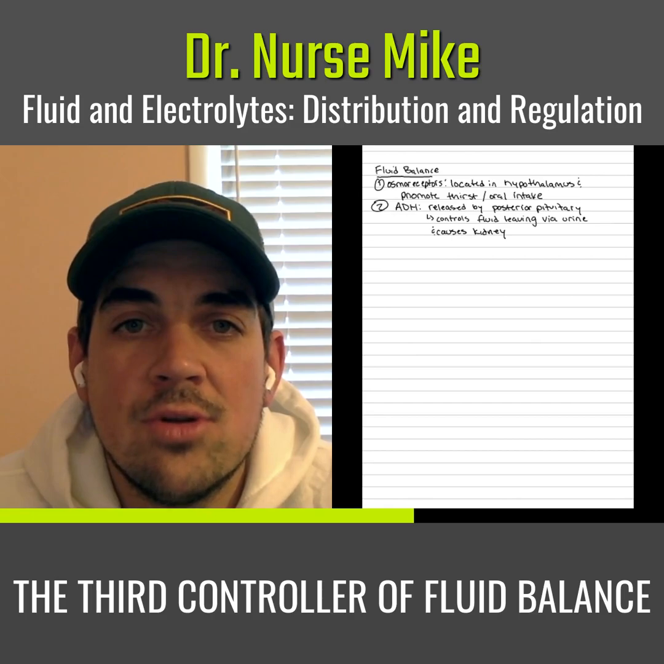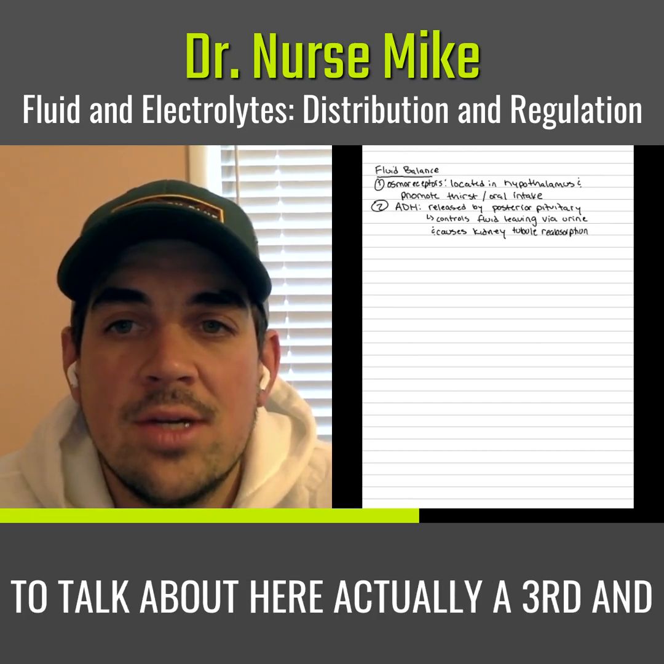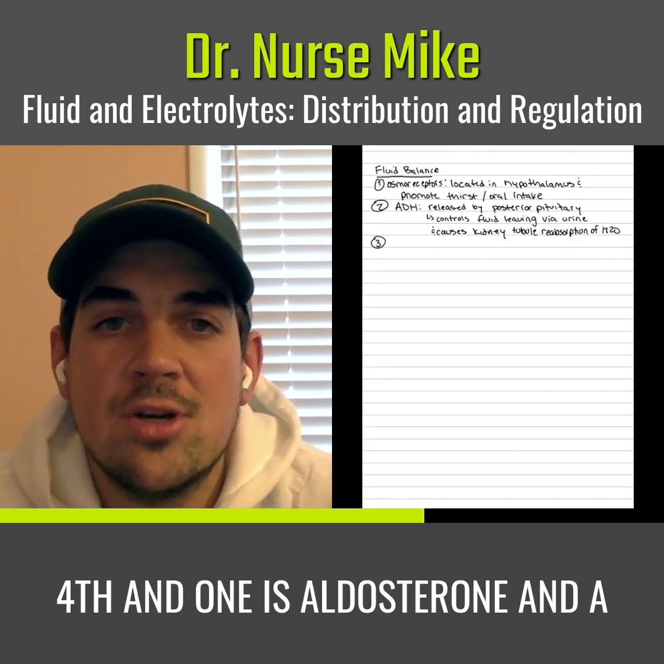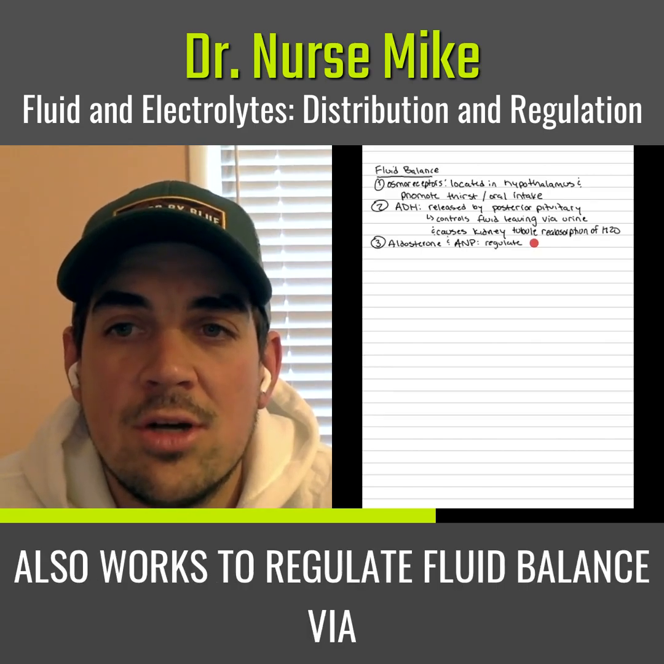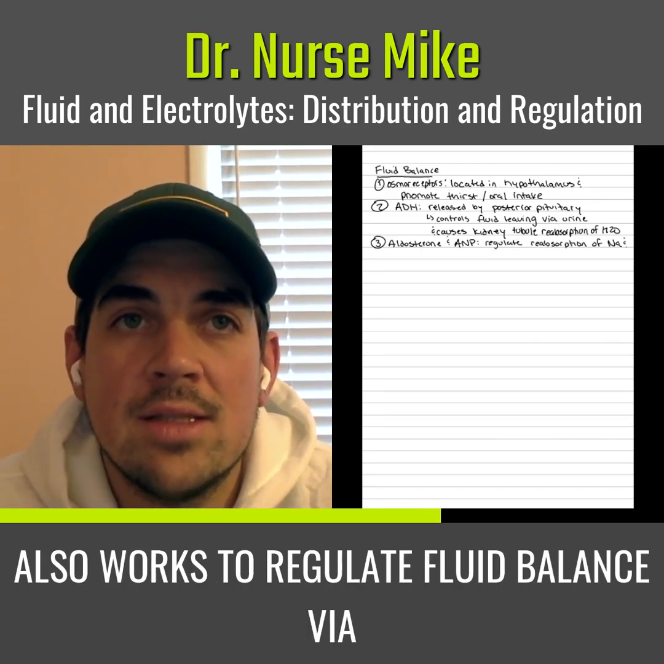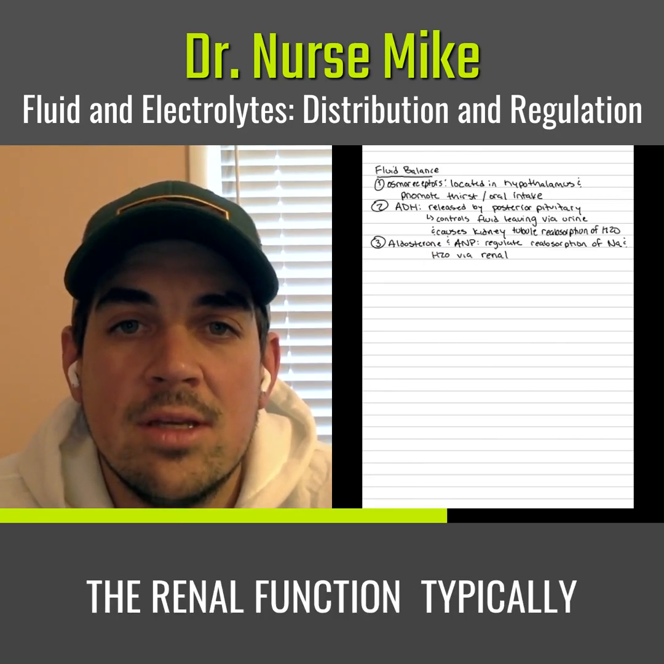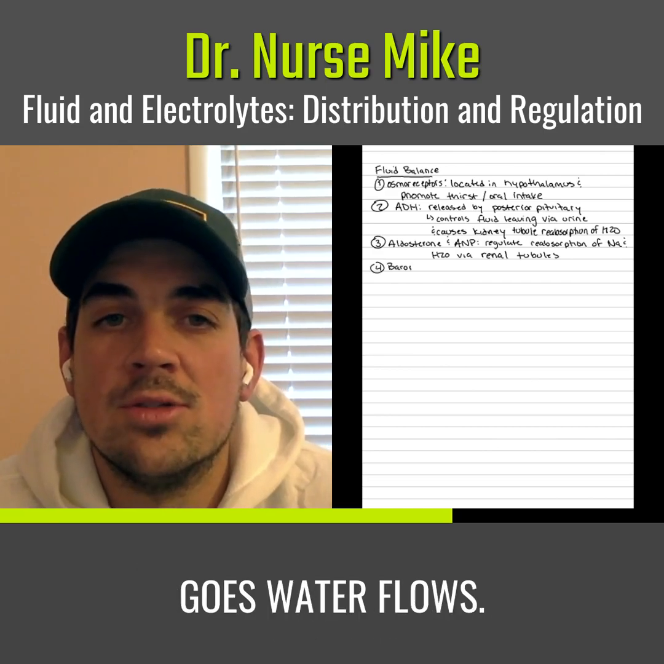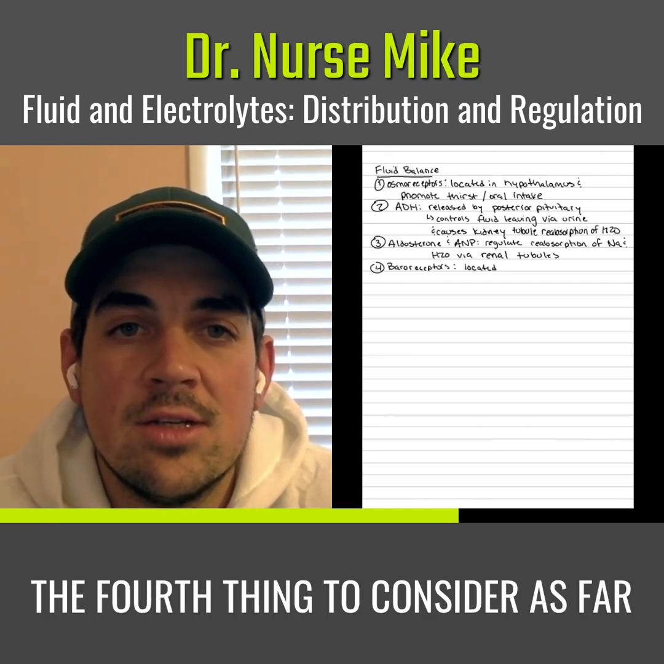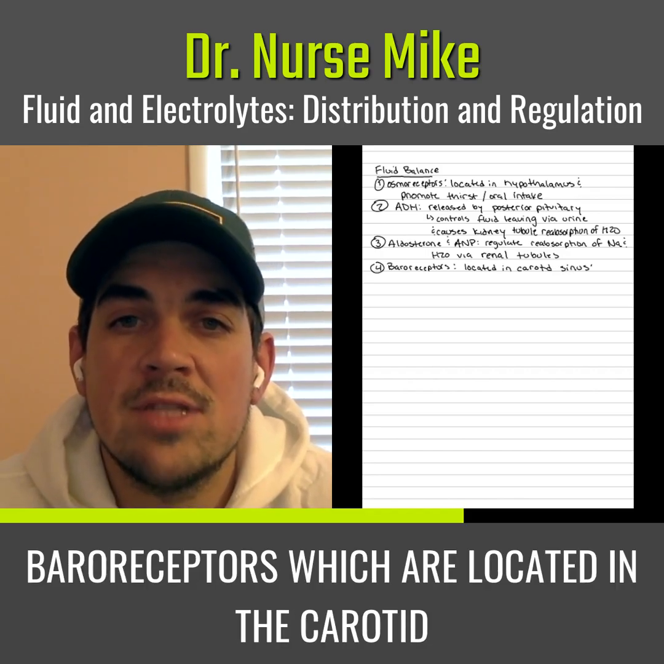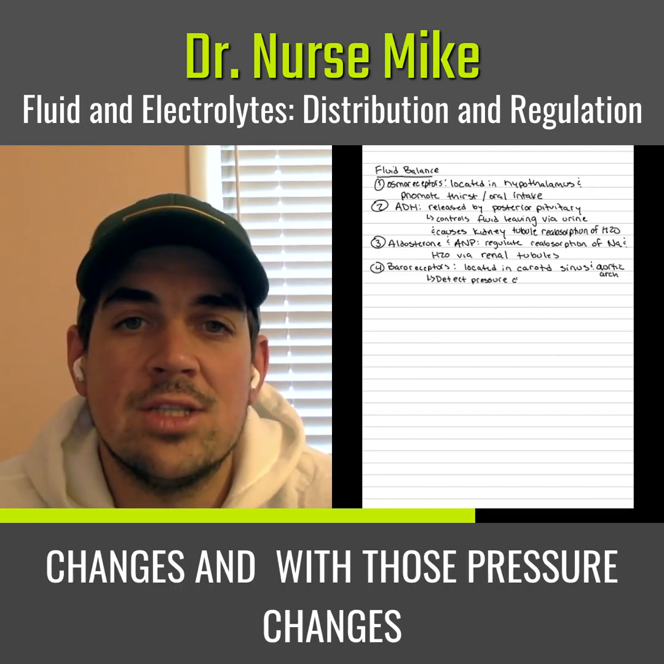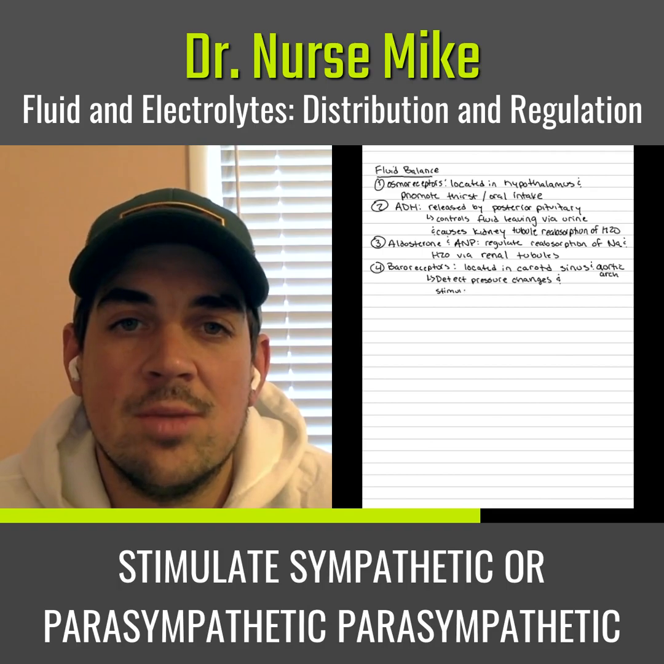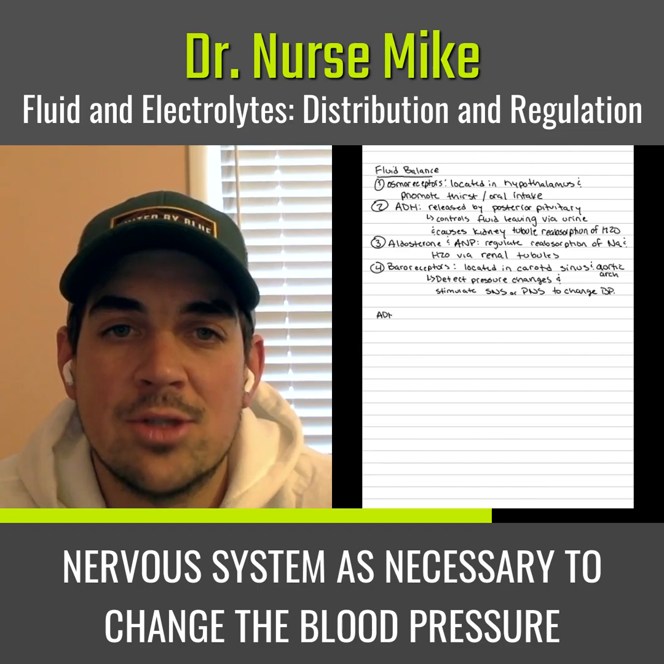The third controller of fluid balance to talk about here, actually a third and fourth in one, is aldosterone and ANP, atrial natriuretic peptide, which also works to regulate fluid balance via the renal function, typically via reabsorption of sodium. Where sodium goes, water flows. The fourth thing to consider as far as controllers of fluid balance is baroreceptors, which are located in the carotid sinus and the aortic arch, and they're going to detect pressure changes and with those pressure changes stimulate sympathetic or parasympathetic nervous system as necessary to change the blood pressure back to baseline.